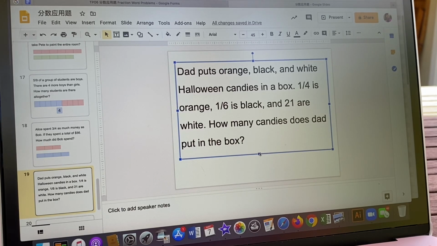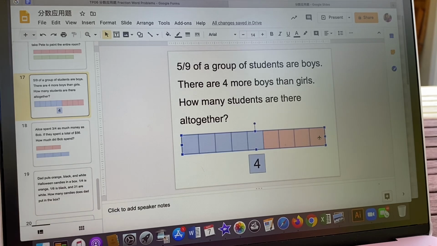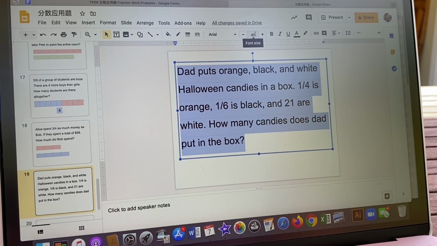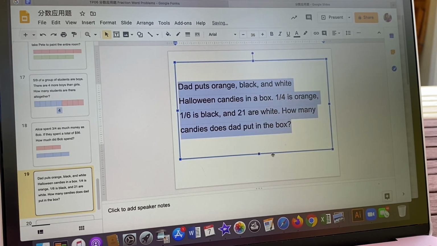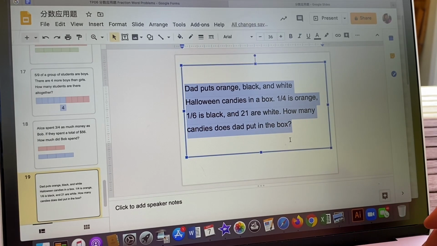So there is 1/4, there is 1/6. So we need to find the least common denominator. So we part it into 12 parts. Okay? So we begin with getting 12 parts. Go back to this question. Change into smaller parts.